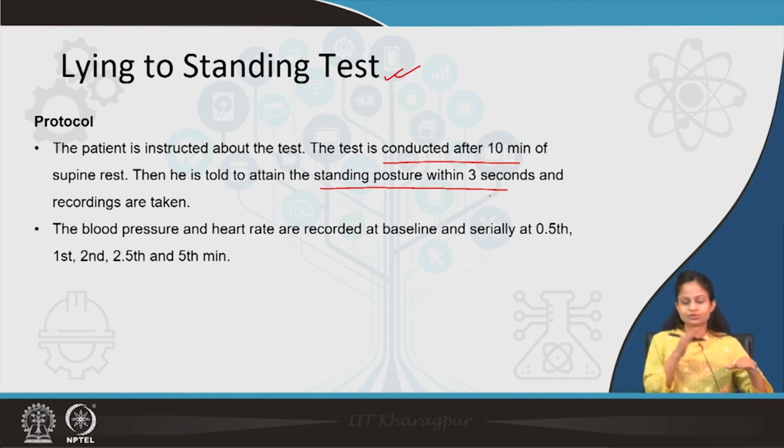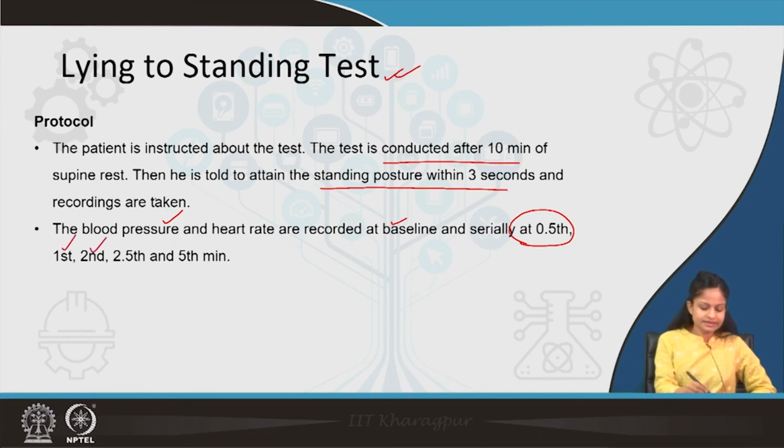Within this 3 count, the patient should stand, and you have to take the blood pressure and the heart rate recording. Already you have taken the baseline, then you have to take at 0.5 minute, then the first minute, then the second, then 2.5, then the 5th minute. Even if you do not take recordings at so many time points, what is important is that you take it at least at 0.5 minute, then at the first minute, and then at the 5th.